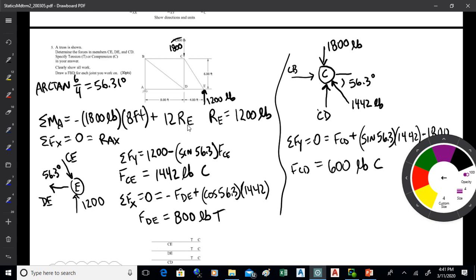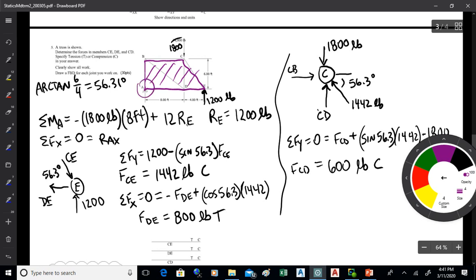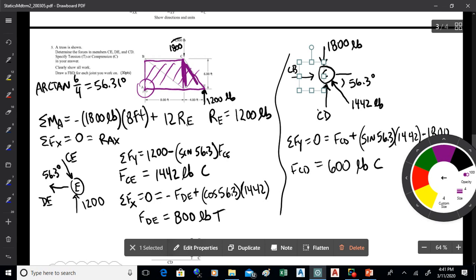I also, generally speaking, want to find reactions. So I'm just going to treat that truss as one whole object. I'll outline it in purple, I guess. And I'm going to take a moment about A and find the reaction at E, 1200. Now on this one, all the members I wanted to find were right over there, so that's the only reaction I bothered to find. Now you could find this one easy enough. It's just 600 by going sum of Fy. But you want to find the reactions next. So you want to find the angles of the members and the reactions before you do anything, generally speaking.